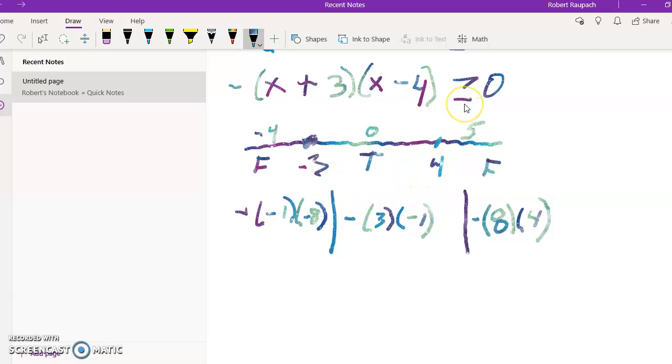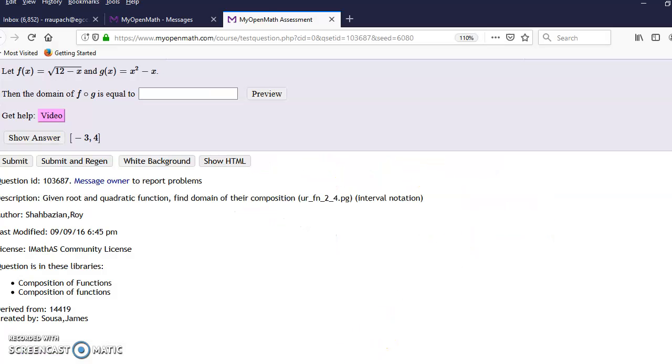And because it's greater than or equal to 0, I have to include negative 3 and 4 in my answer, which means as we go back here, right there is the answer.